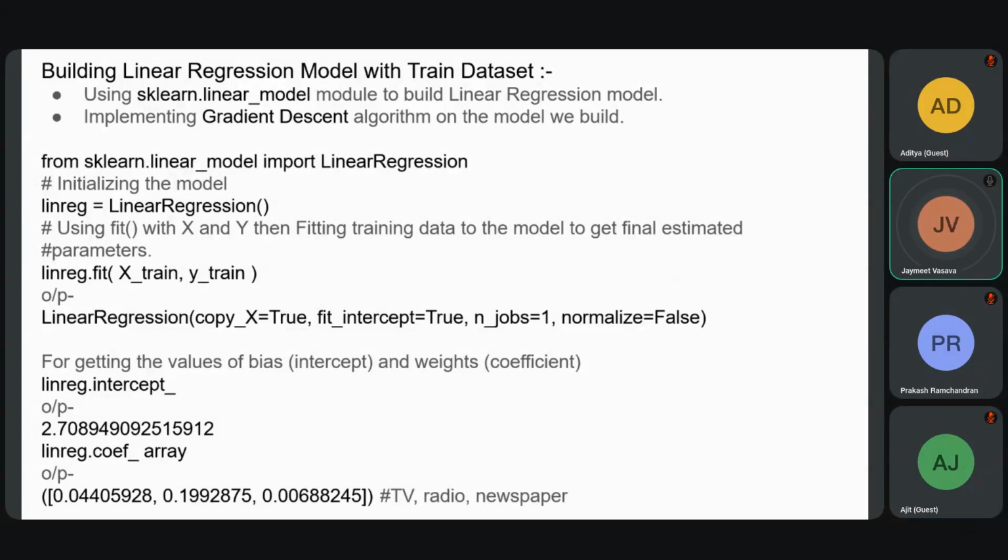Then for getting the values of the bias and the weights for our linear regression model, we can use intercept and the underscore values for the coefficient, as well as the intercept, and get the values of them. For intercept, we are getting the value of 2.70, and for the coefficients 0.044, 0.199, and 0.006 in the order of TV, radio, and newspaper.